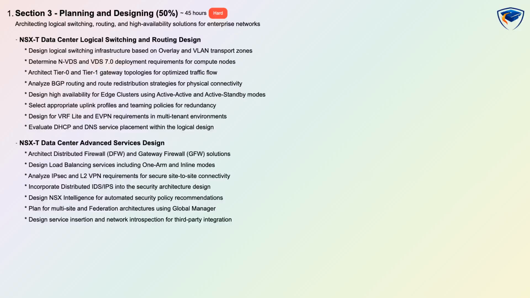The domain requires designing Tier 0 and Tier 1 gateway topologies for efficient traffic flow, analyzing BGP routing and redistribution for physical connectivity, and planning edge cluster high availability in active-active or active standby modes. You will also select uplink profiles and teaming policies for redundancy. Design for VRF Lite and EVPN in multi-tenant contexts.